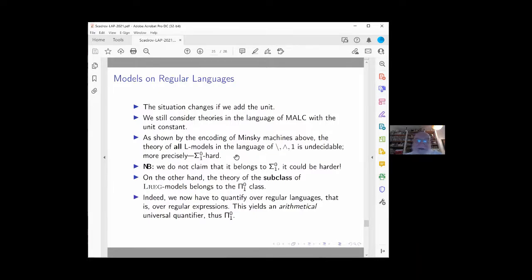And let me just remind you again, we don't claim that it belongs to Sigma 0 1. It could be harder. Somebody could work on this, a nice problem. On the other hand, if you look at this carefully, the subclass of regular models belongs to the Pi 0 1 class. Why? We now have to quantify over regular languages, that is, over regular expressions, and this leads to an arithmetical universal quantifier. But you say, fine, that's one arithmetical universal quantifier. What about everything else underneath? Now you have to do a painstaking, careful analysis and show that whatever is underneath in the definition of L interpretation is decidable. So you get one arithmetical quantifier.